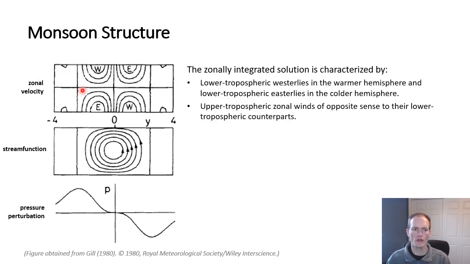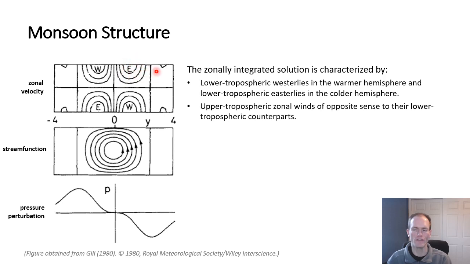So starting with our zonal velocity here, in the lower troposphere, we have westerly flow in the warmer hemisphere, this being the northern hemisphere in this example, and easterly flow in the colder hemisphere, this being the southern hemisphere in this example. And in the upper troposphere, it's the opposite.